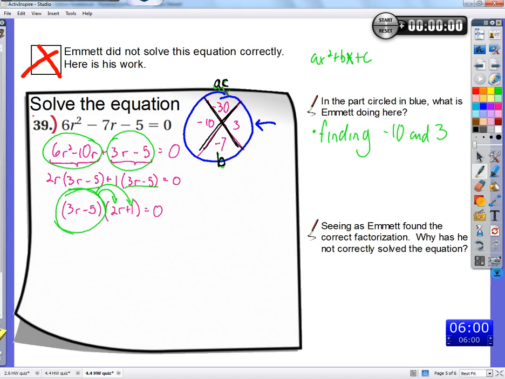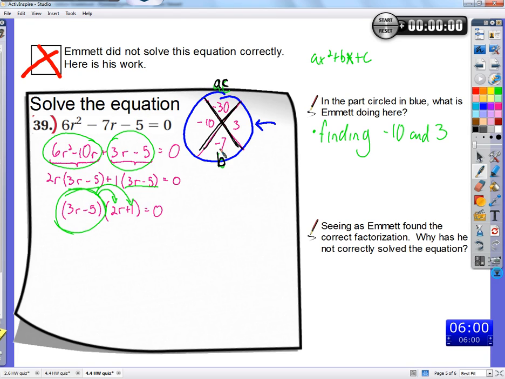We get the negative 30 by taking A times C. A is 6, and C is negative 5. 6 times negative 5 gives us the negative 30. And then B is just negative 7. We just bring that over here. Oh, okay. So when we get the negative 10 and the 3, we find two numbers that multiply to make negative 30 and add to make negative 7. Okay, I gotcha.